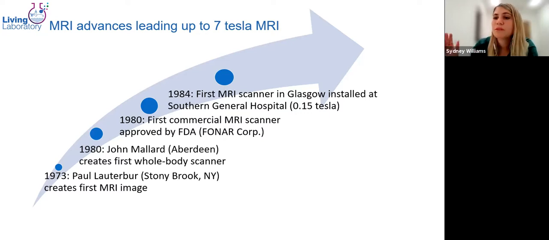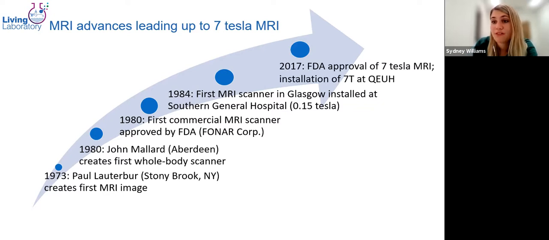So if you fast forward more than 30 years, we get to 2017, a very important year, because that was when the FDA and the CE organizations approved 7 Tesla clinical MRI. And that same year, we had the installation of the 7 Tesla MRI scanner here in Glasgow at the Queen Elizabeth University Hospital Imaging Centre of Excellence, where I work. I won't tell you too much about the main clinical benefits of 7 Tesla MRI because that will be discussed even more in just a bit.